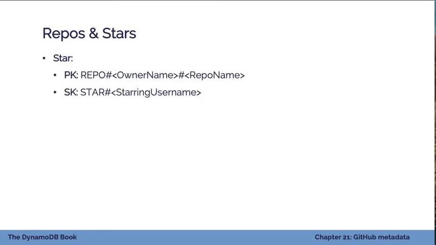So this is what we're going to do here. We're going to create this star entity. The PK there is going to be repo#owner name#repo name, and then that SK is going to be star# and that starring username.